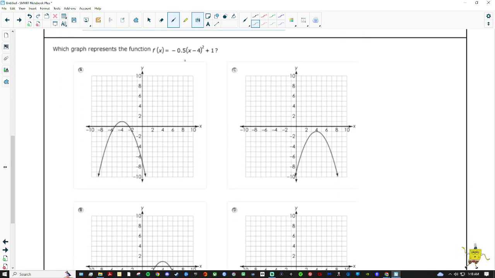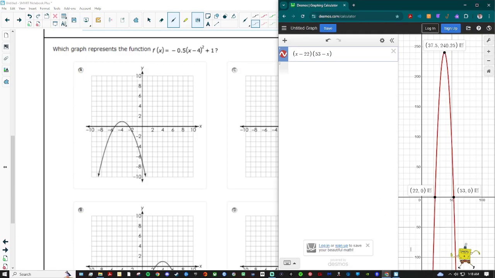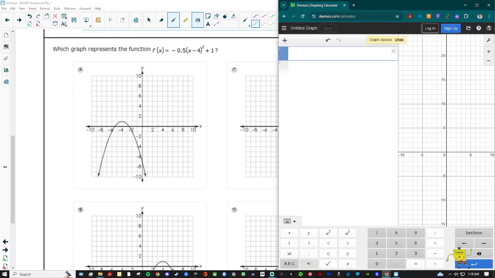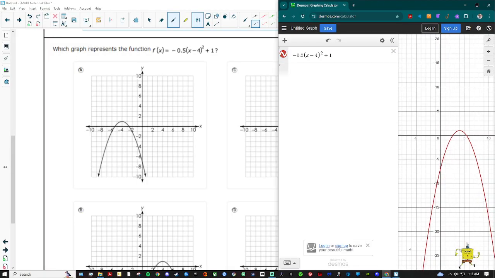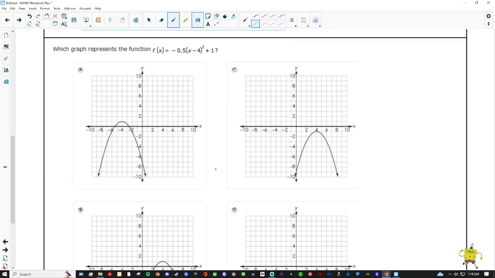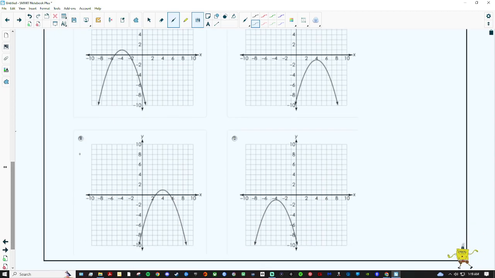Which graph represents the function? Easiest way to do this is to graph it in our graphing tool in Desmos. Negative 0.5 parentheses x minus 4 squared plus 1. Here's my graph. The only one it seems to match with is B.